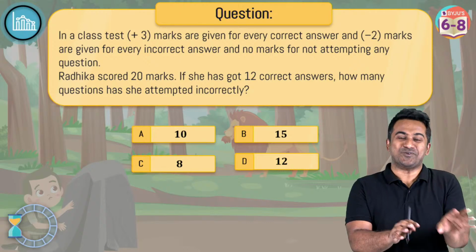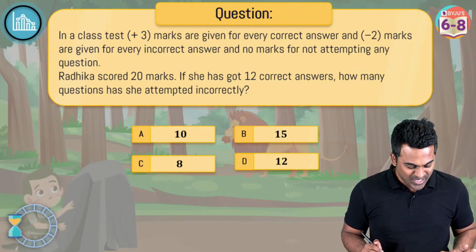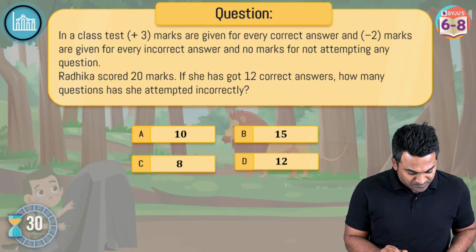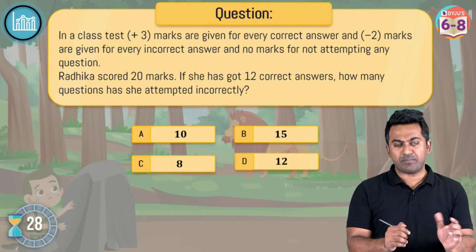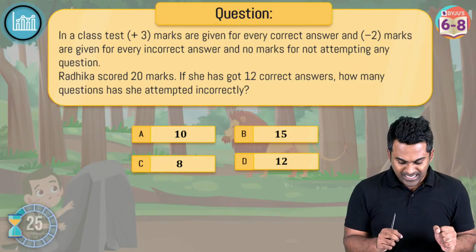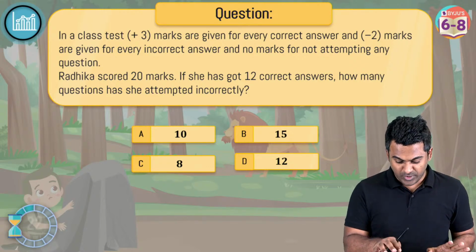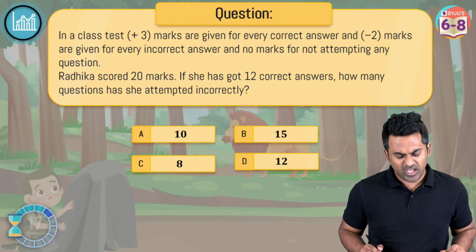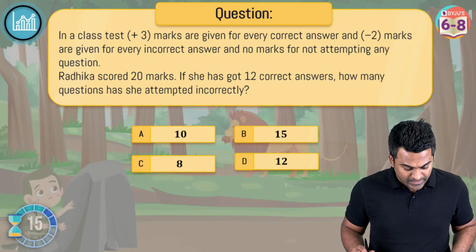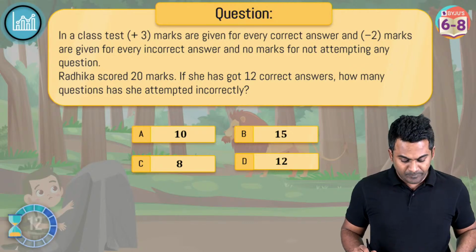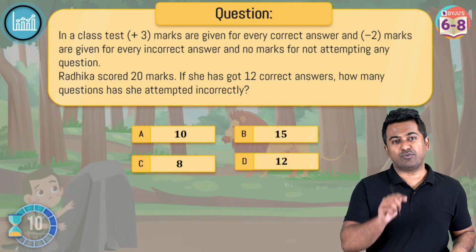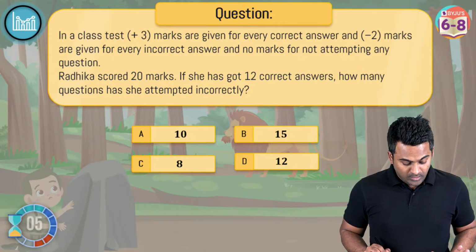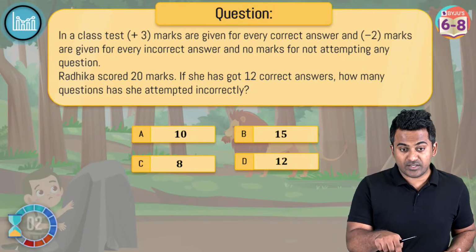Okay, so this one is related to marks. Now this one should be a fairly simple one for you. So 30 seconds, again, take a crack at it, understand the problem. In a class, 3 marks are rewarded for every correct answer, and minus 2 is given for the questions that you get incorrect. If you don't attempt any question, there are no penalties. Radhika here has scored 20 marks and she got 12 correct answers. You have to figure out how many questions she has attempted incorrectly. Just make sure that you are considering the signs.